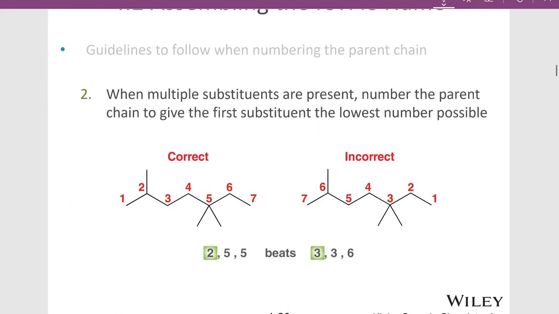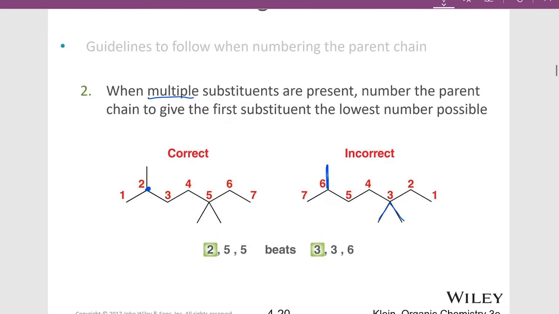So when we have multiple substituents, we want to give the lowest number to the first substituent, okay? So correct is on the left, where we have our methyl group at the 2nd carbon. On the right, it might seem like it would be correct to number from the right, because we would have 2 methyl groups at the 3rd position and 1 methyl group at the 6th, but that doesn't matter. We want to give the lowest number to the first substituent.